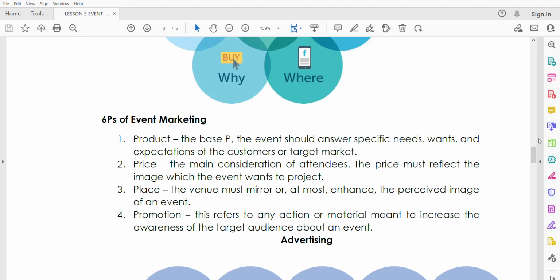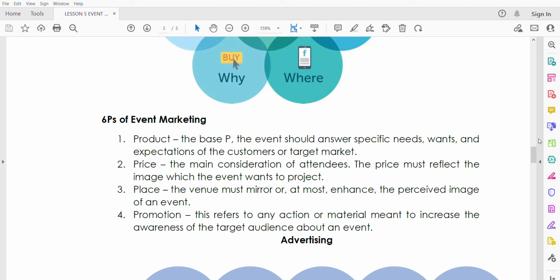So your product is your event. So kinahanglan ma-achieve ninyo ang objectives and goals of that specific event to obtain satisfaction from your customers.